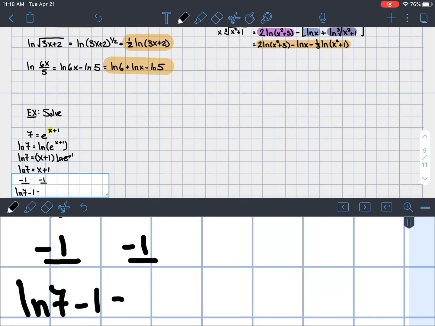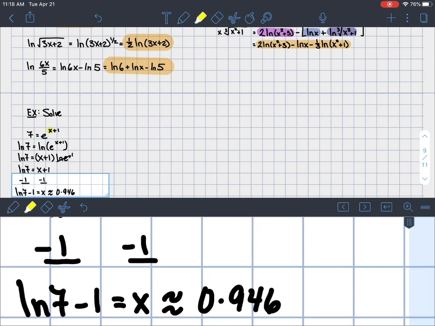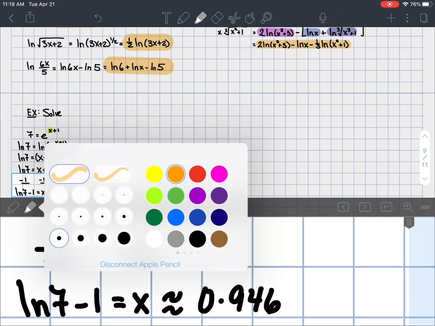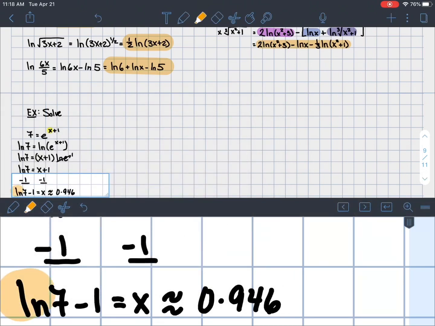If you were asked to put this in a calculator, that's fairly simple. ln of 7 is a number, and you'll get an approximate answer. If you do this for practice, you should get approximately 0.946. We're going to do one more example.